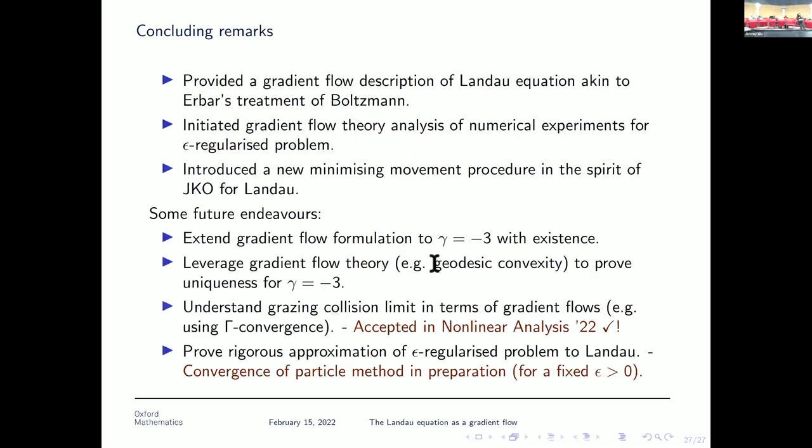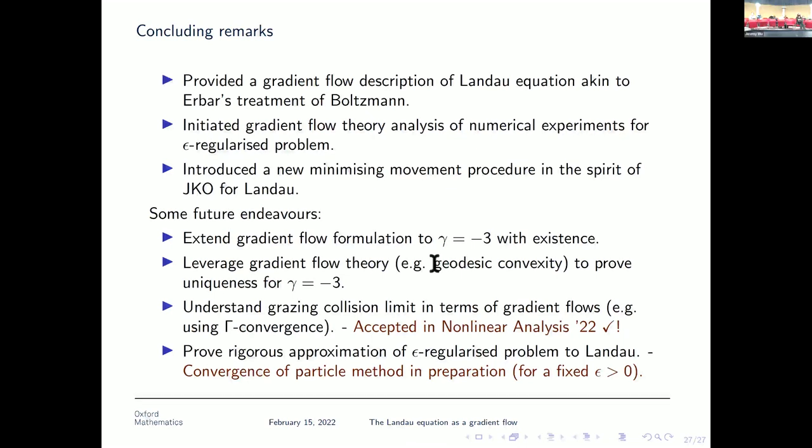So now I'll just end by saying what we did: we gave a gradient flow description of the Landau equation, motivated by Erbar-Maas treatment of the Boltzmann equation, and we extended the range of the kernels that we can consider. We've also looked at the theory for the regularized problem, although there's still a gap there. Some things remaining are that we're missing the gamma equals -3 characterization of the Landau equation as a gradient flow.